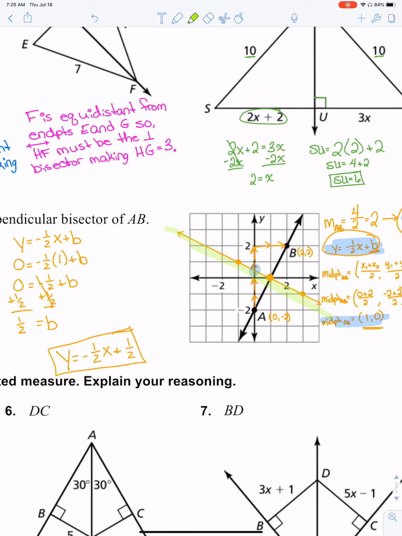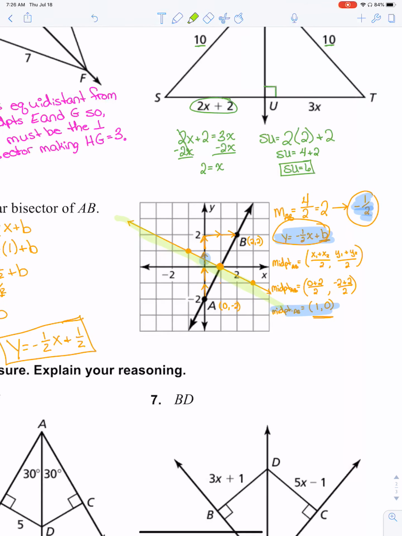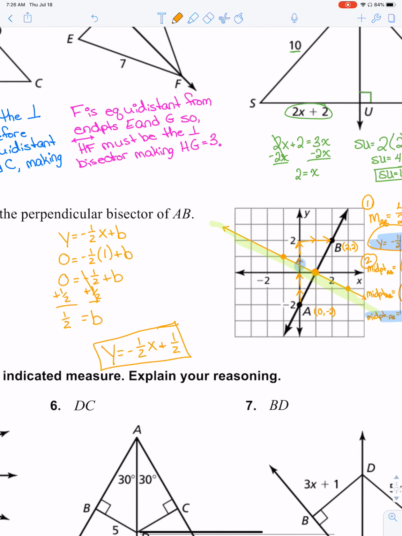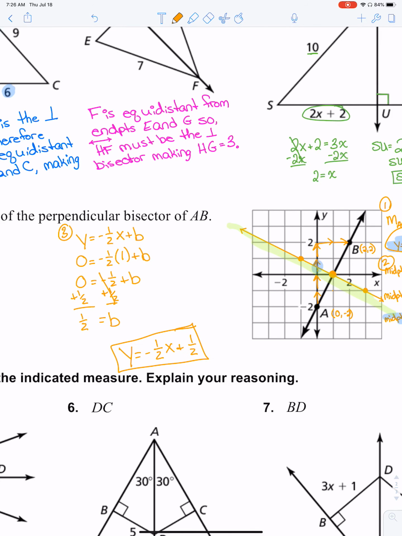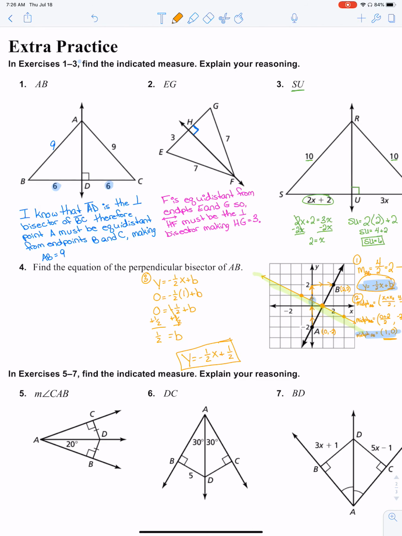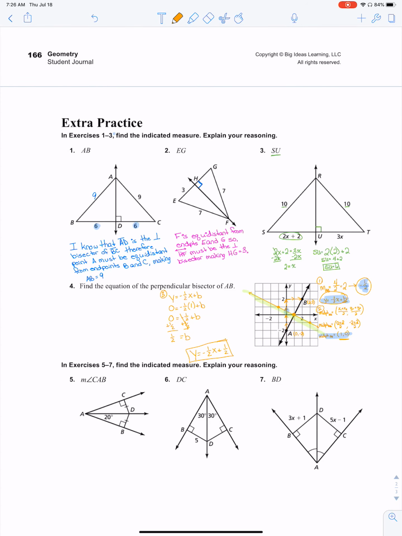Okay, I hope that wasn't too confusing for you, but basically the steps are: number 1, find the slope and use the opposite reciprocal. Number 2, find the midpoint. Number 3, plug the midpoint into your formula.